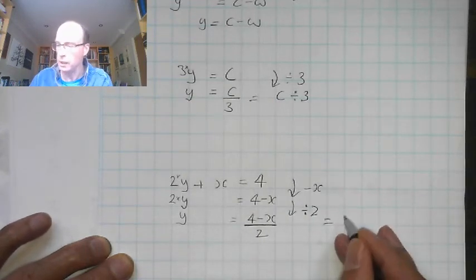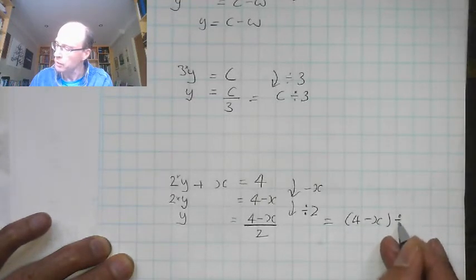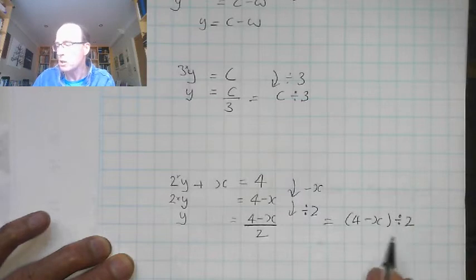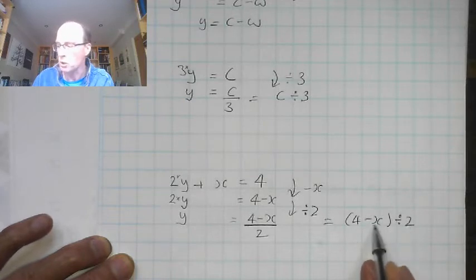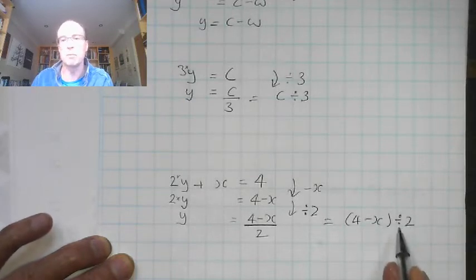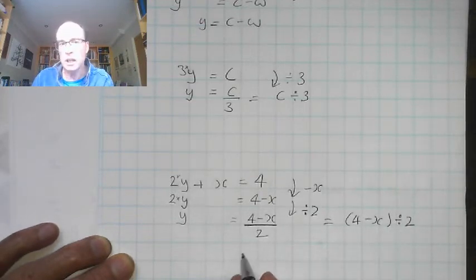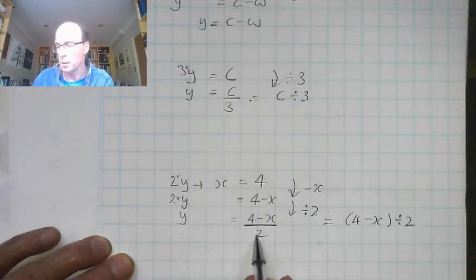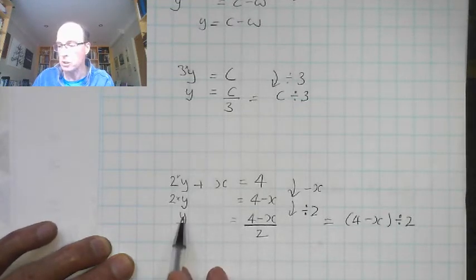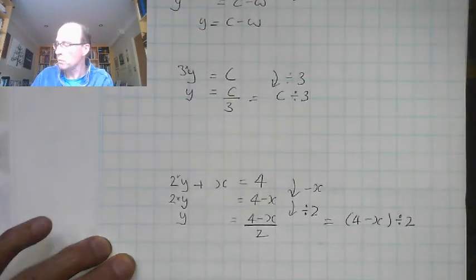I could have written it as 4 minus x divided by 2, but if I do write it like that, I need to remember to put my brackets in, because I'm dividing the 4 minus x by the 2. I'm not just dividing that x by the 2. Okay, so either put your brackets in, divide by 2. Slightly better to write 4 minus x fraction line, so divided by 2. Again, we've finished, so we've got y equals something, so we've made y the subject.